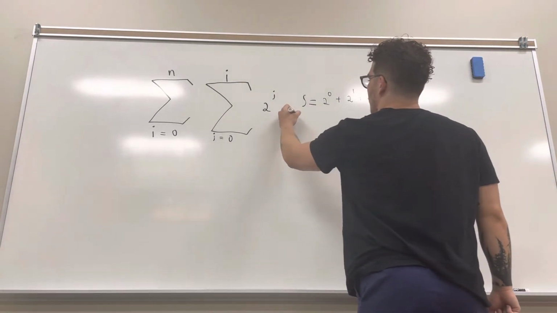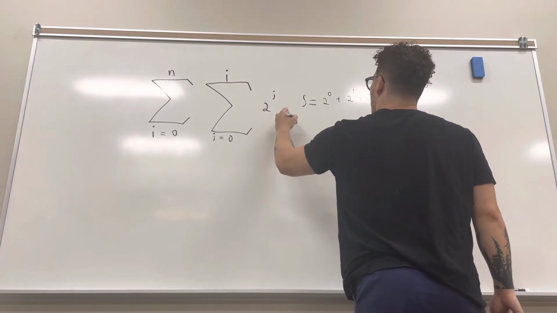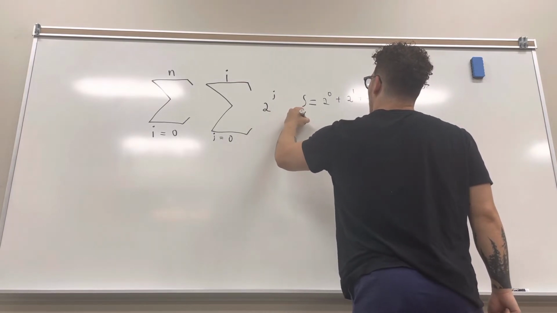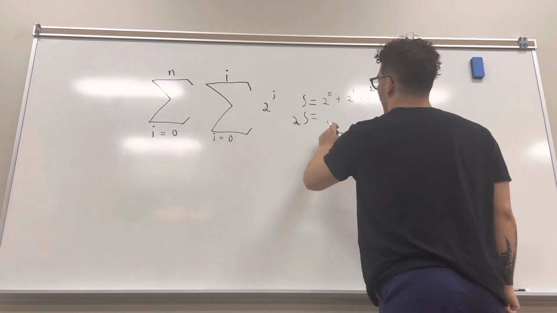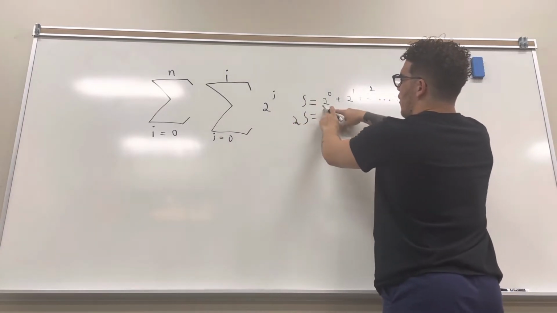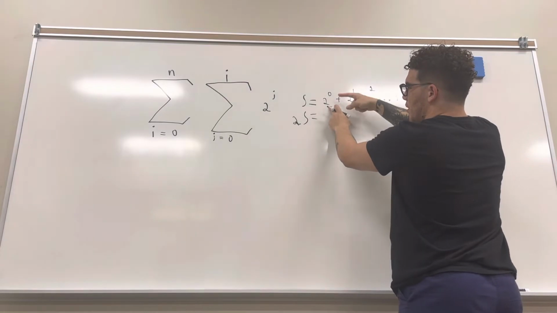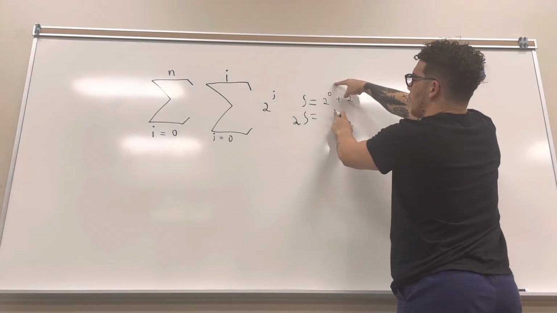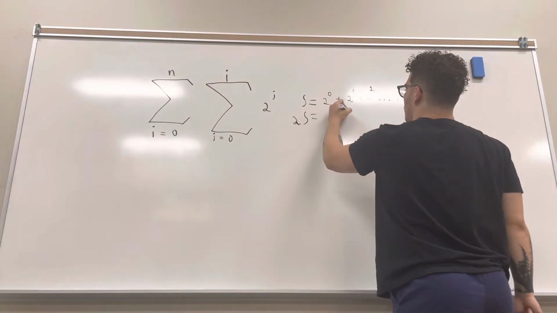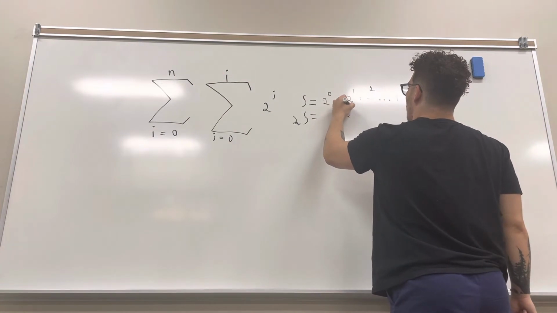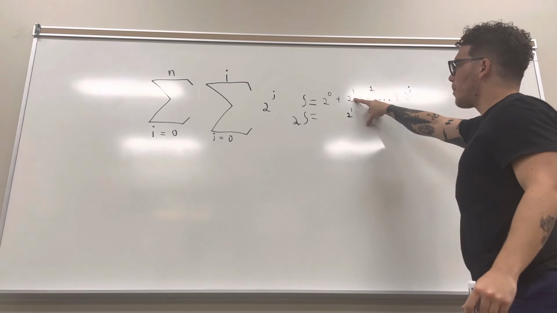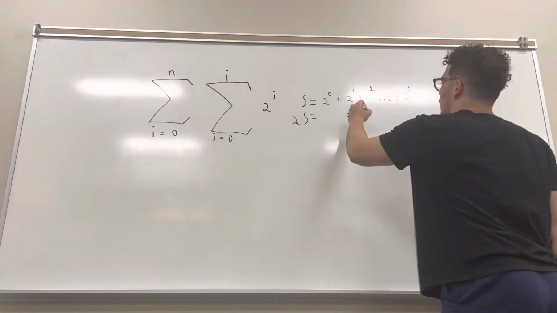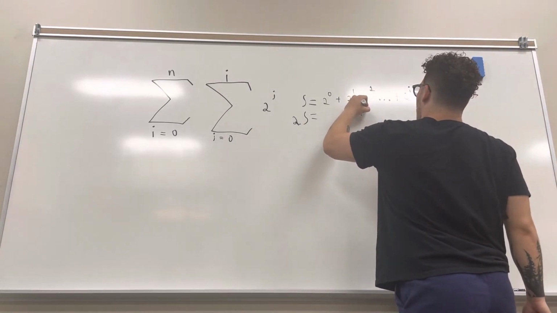So now we're going to have 2S, because we're multiplying the whole thing by 2, so we have to put a 2 on this side. And then think about it, if we multiply 2 to the 0 by 2, it's just going to become 2 to the first. So we'll do that. We're going to actually start at 2 to the first. And then when we multiply 2 to the first by 2, it's going to become 2 to the second. So we're going to go plus 2 to the second.